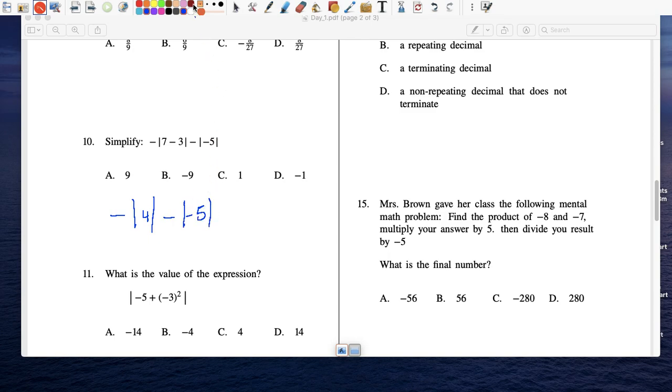Let's do this in order. Next, well, minus, what's the absolute value of 4? How far is 4? How many units is 4 away from 0? Well, the absolute value of 4 is 4. So I'm going to write 4. Right? I'm going to replace that with 4. Minus, right, that minus sign.